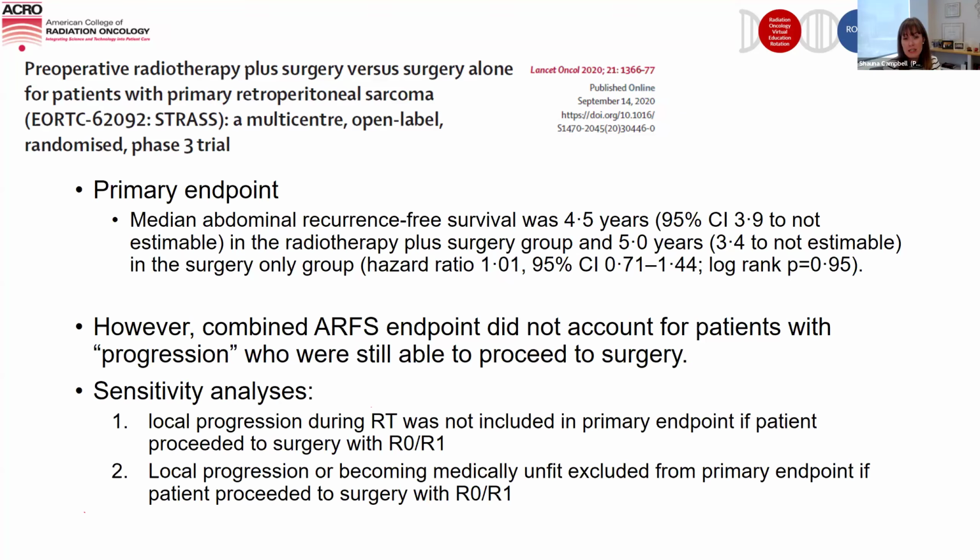So then there were 2 sensitivity analyses that were completed. The first one was deemed for the patient was not deemed to have an event of local progression.